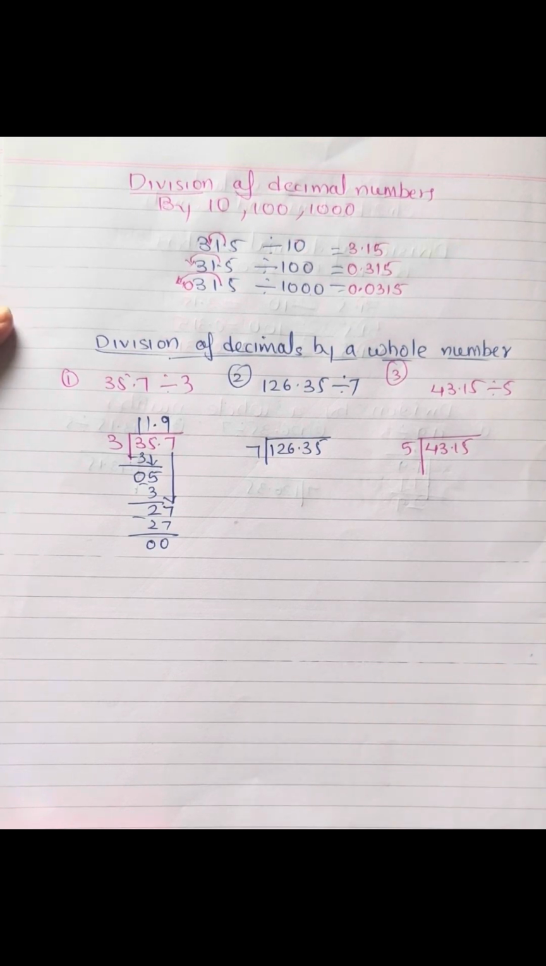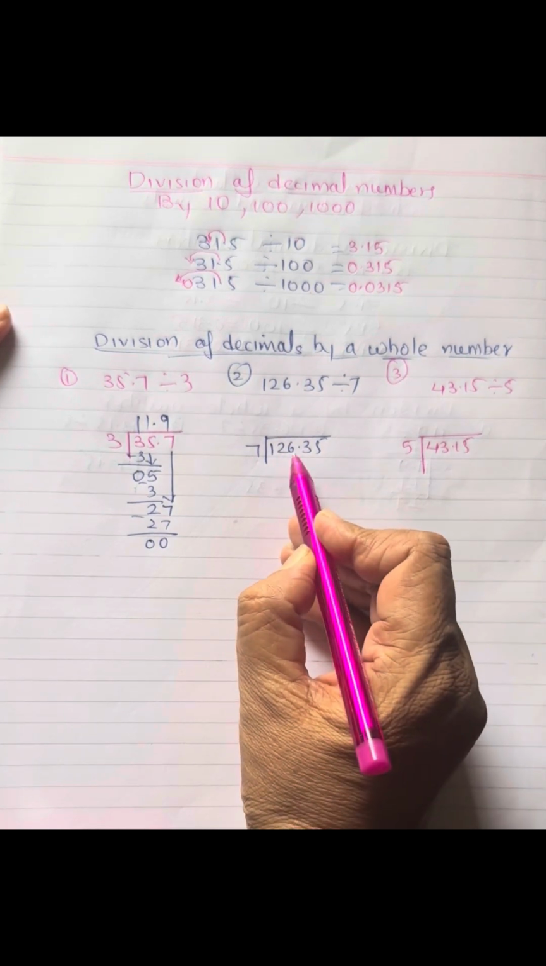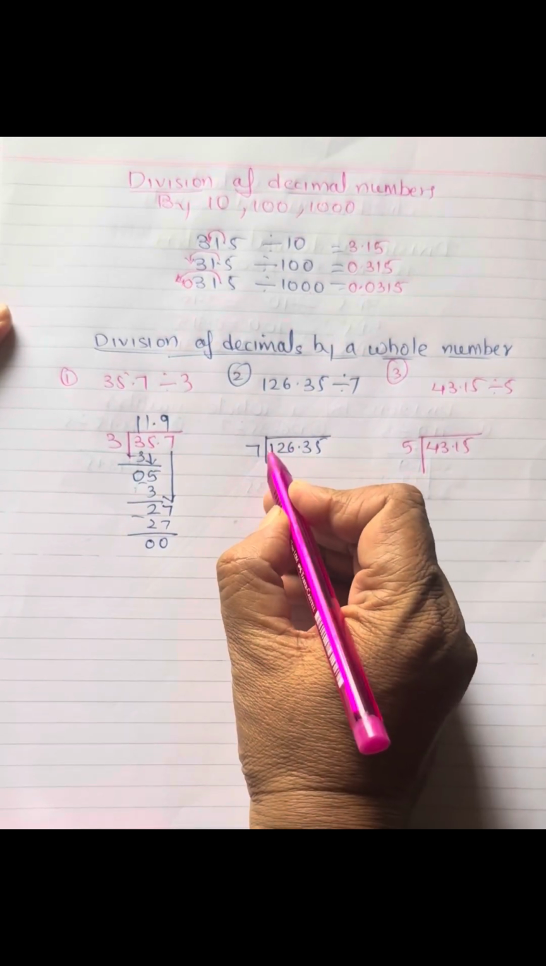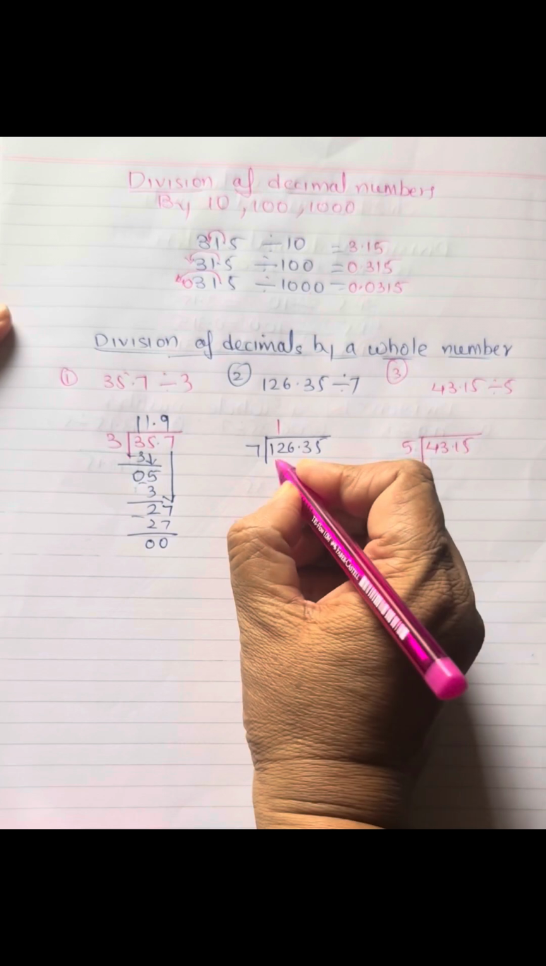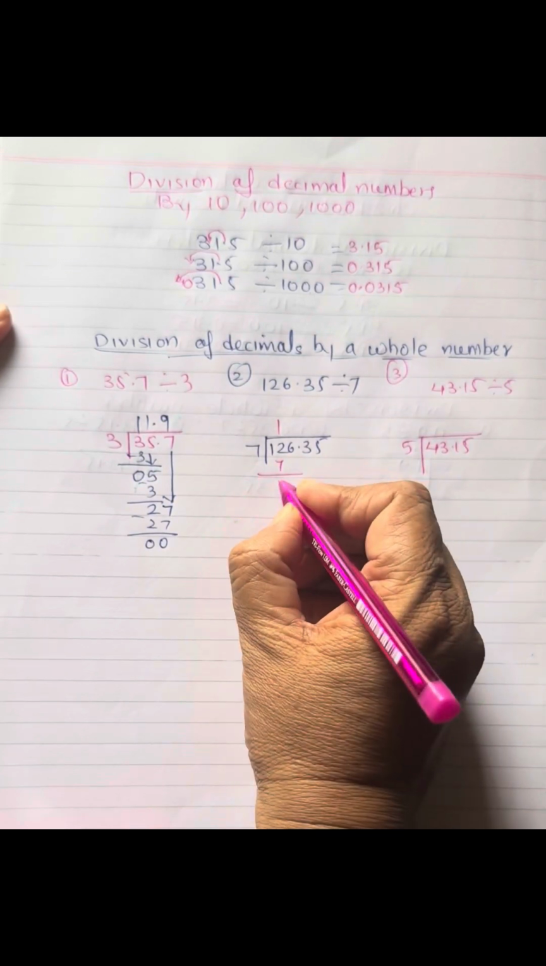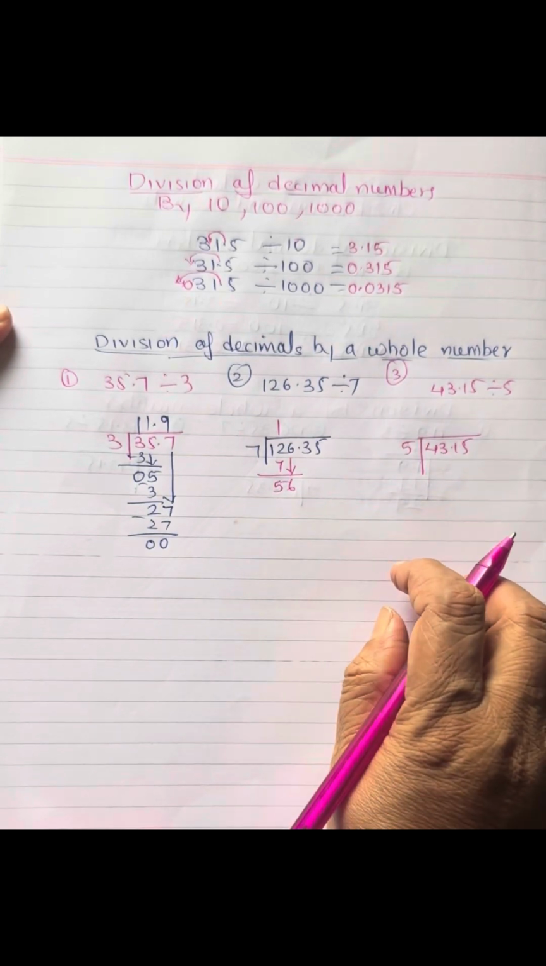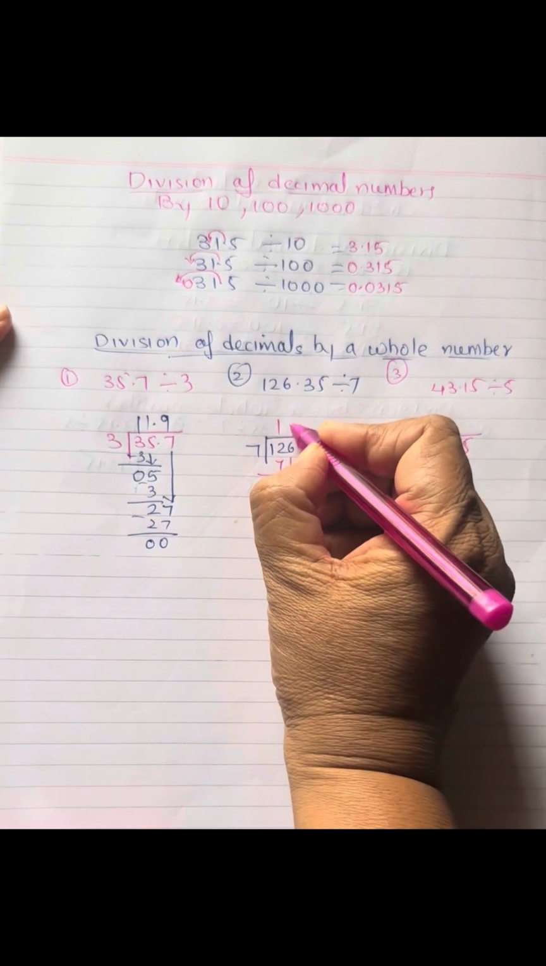Now let us see another example. 126.35 divided by 7. So we take the first 2 digits. So 7 ones are 7. 12 minus 7 is 5. Bring 6 down. Okay, so 7 eights are 56.